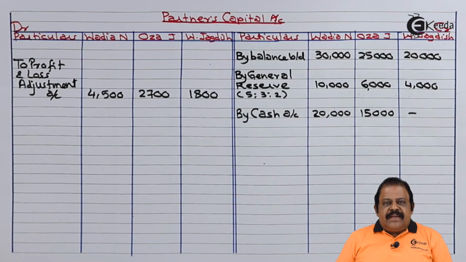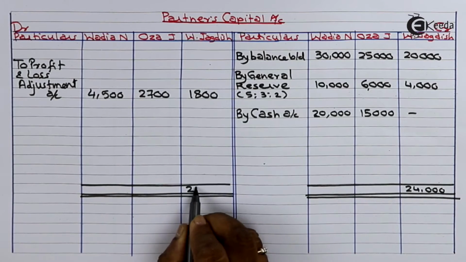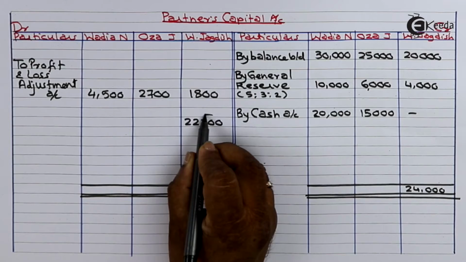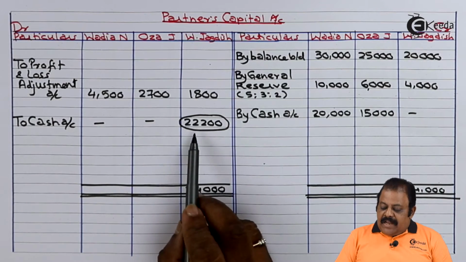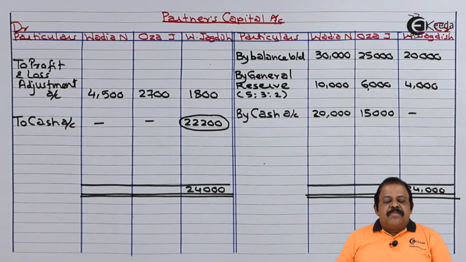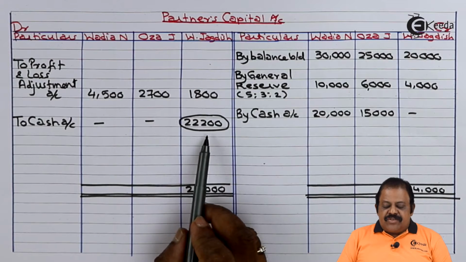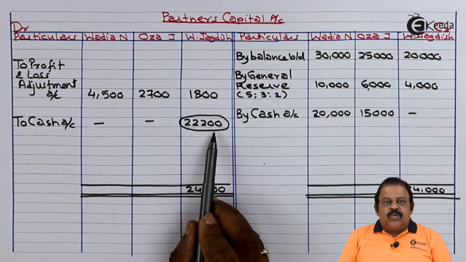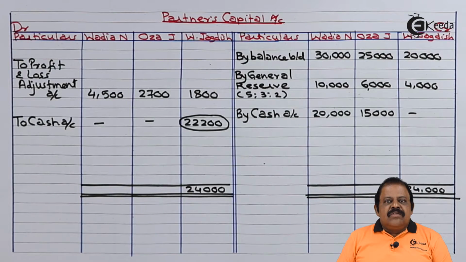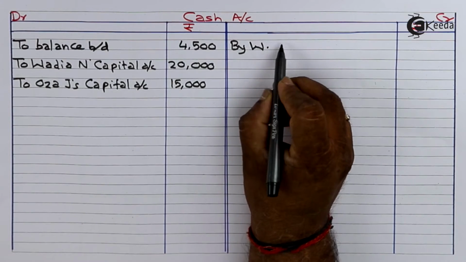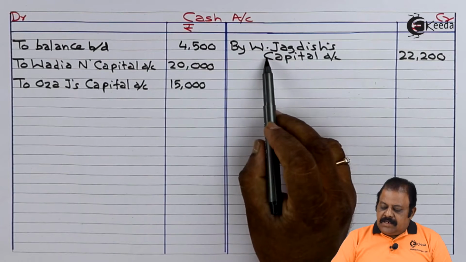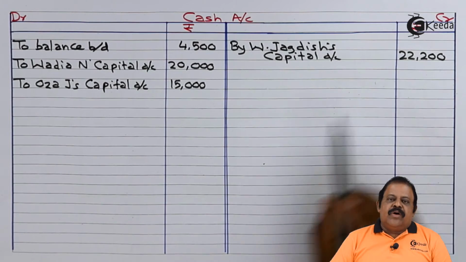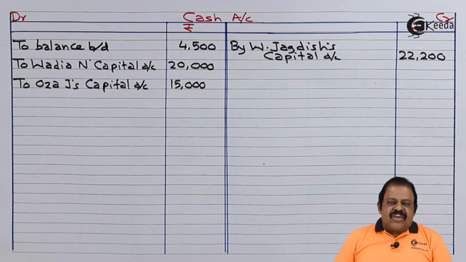Now we can close first retiring partner Jagdish account. We have closed retired partner Jagdish account. His account shows balance of 22,200. As per the information given in the question, this is paid to him in cash. So on debit side, we have written to cash 22,200. This will have another effect in cash account on credit side. Cash account credit side, by Jagdish capital account 22,200. Now we can close cash account and its balance will be transferred to new balance sheet on asset side.